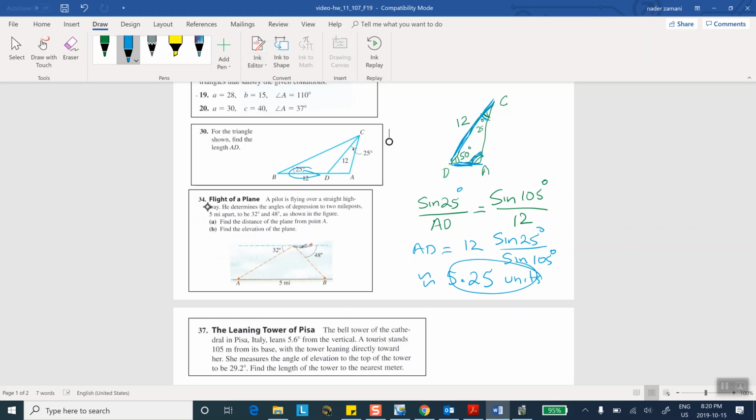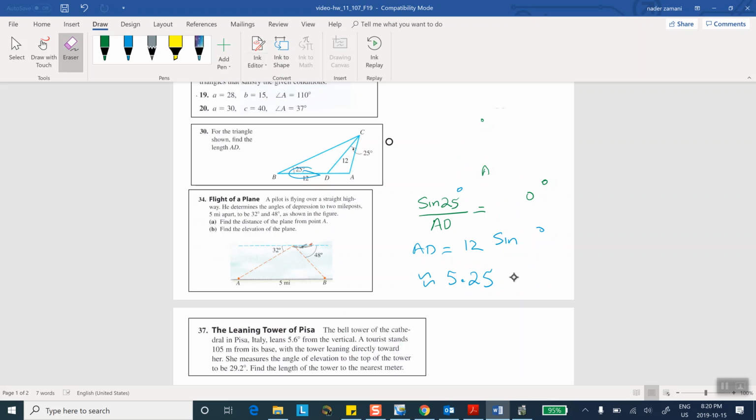Okay, let's go to the next one, problem number 34. So I'm going to erase all this stuff. We don't need it anymore. Let's see what we've got. A pilot is flying over a straight highway. There's the highway. He determines the angle of depression to two mileposts 5 miles apart. The angles of depression are 32 degrees and 48 degrees.